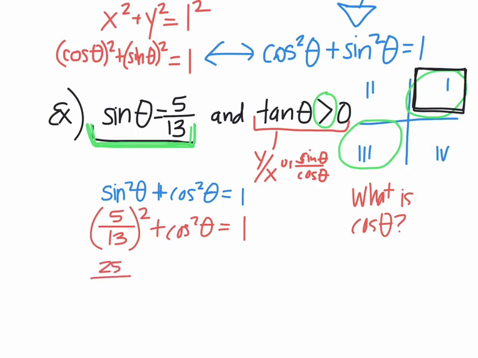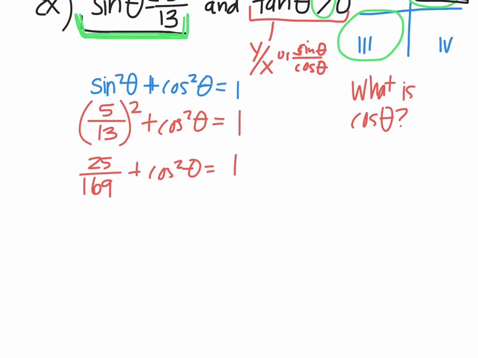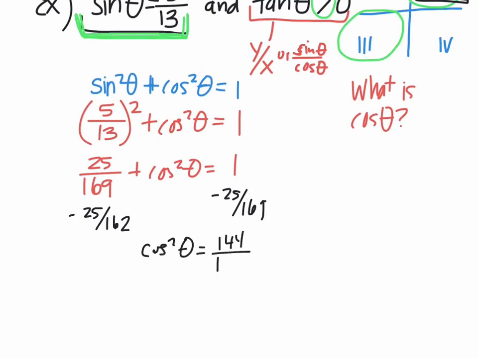So this is 25. This is 169. I don't know what this is. And this is 1. Now I'm going to need to solve. So I'm going to subtract 25 over 169 from both sides. And I have cosine squared theta equals 144 over 169. That's nice. I purposely picked pretty numbers.